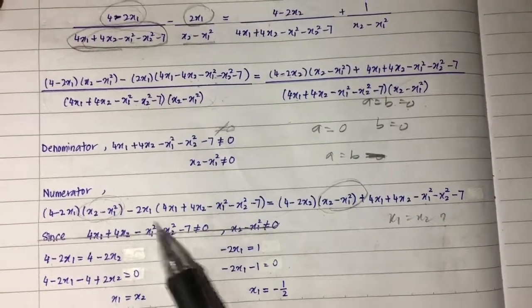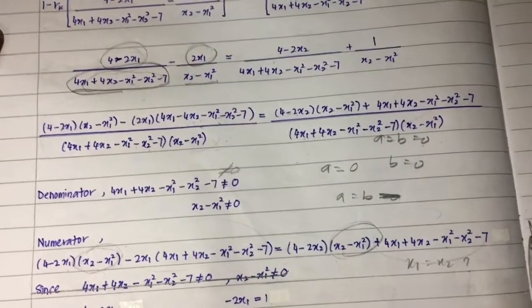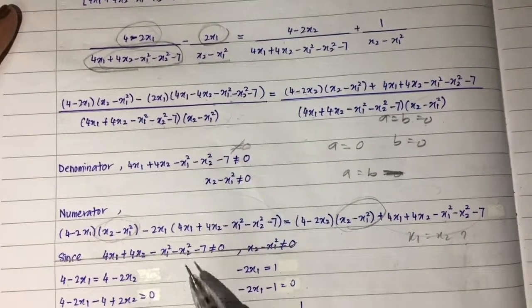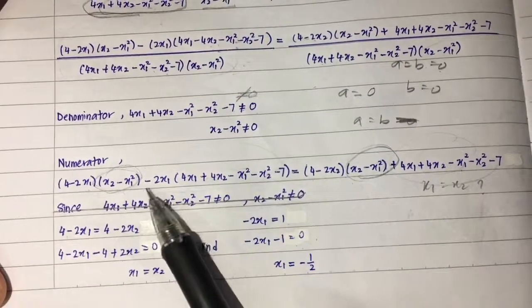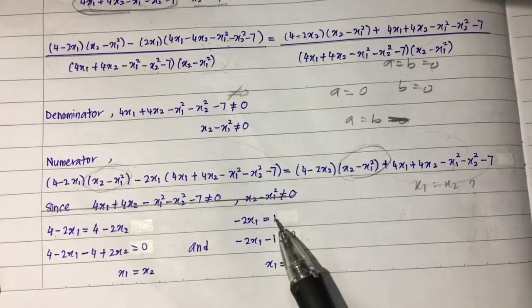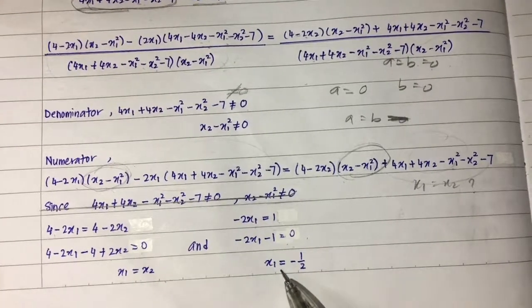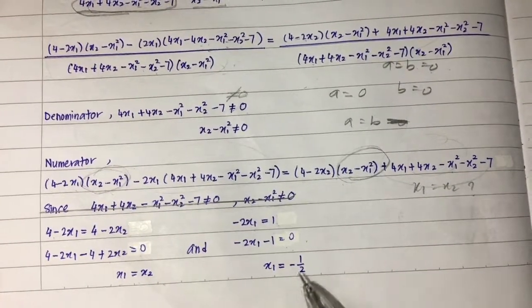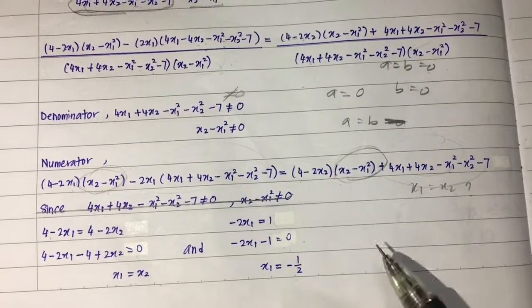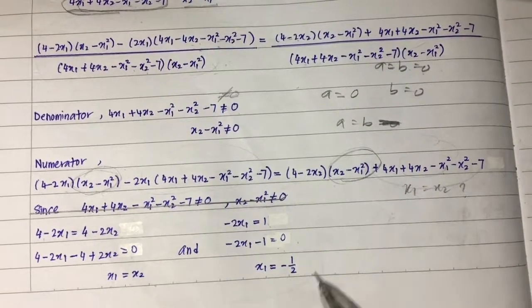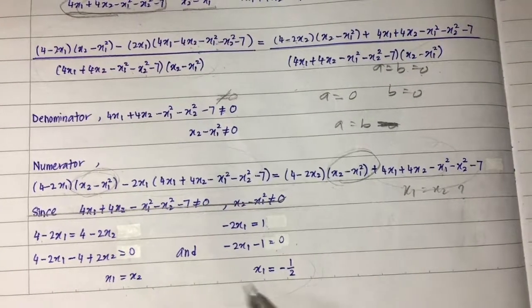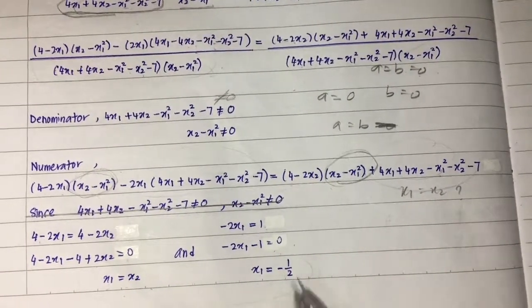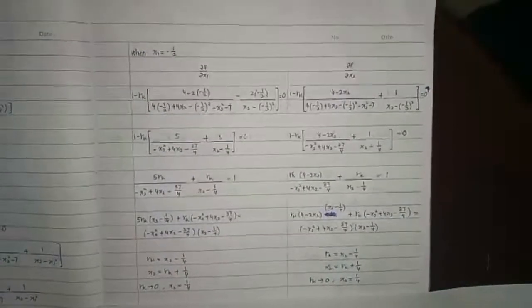Same also with this one and also this one. We compare both. Negative 2x1 equals 1. So we get x1 equals negative 1 over 2. So from here, we can see that we get 2 values: x1 equals x2 and x1 equals negative half. Okay, let's continue.